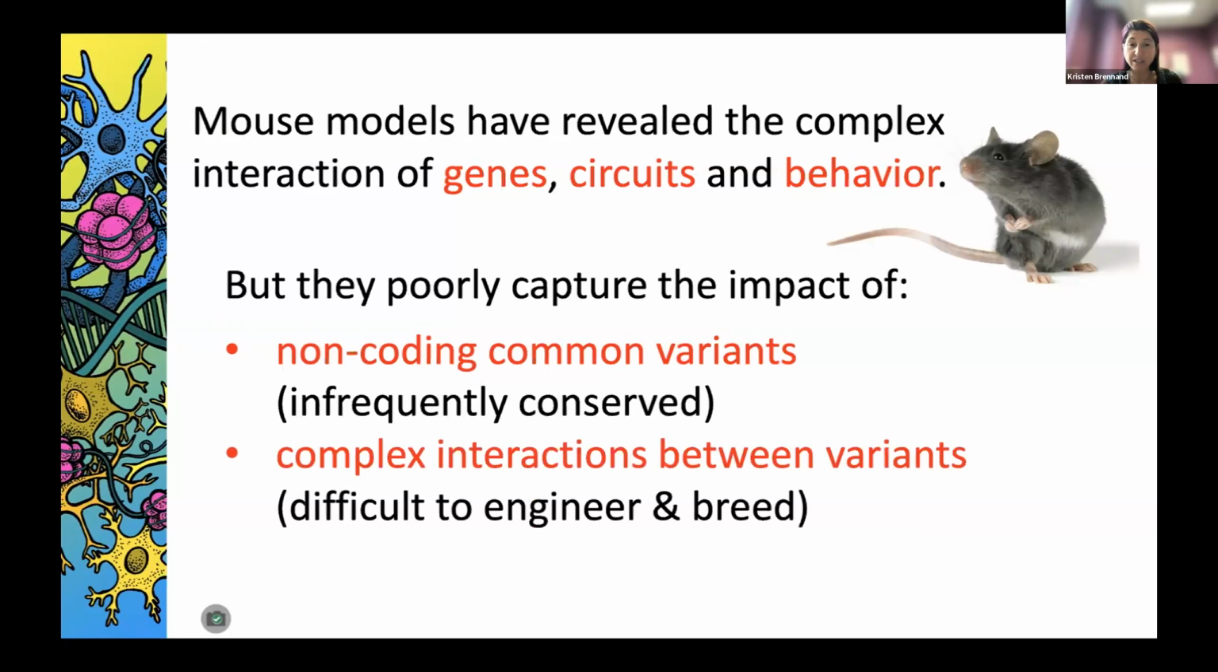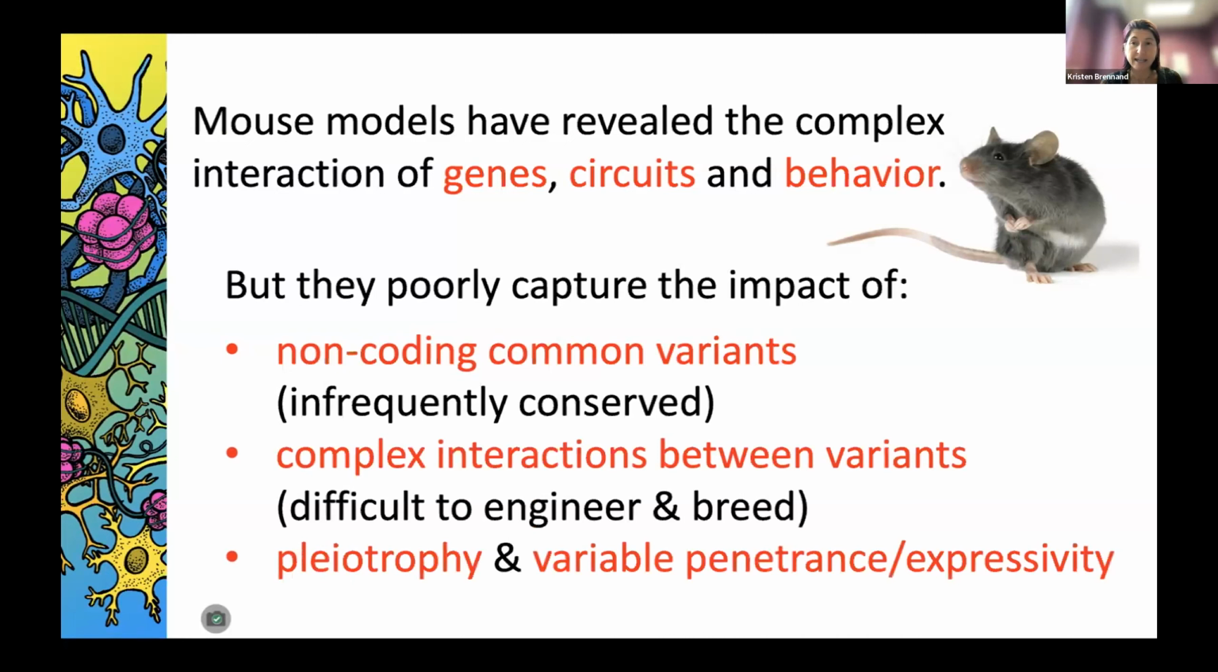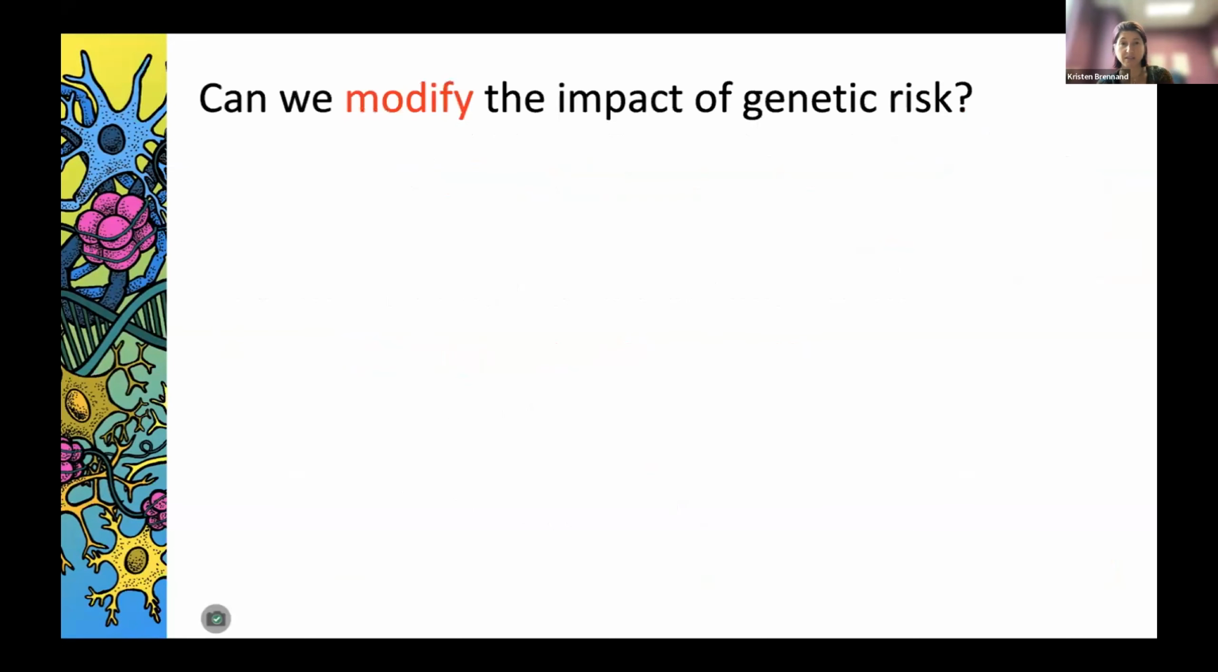They can be challenging for dissecting the complex interactions between variants because it's difficult to engineer and breed mice with dozens of variants together. And finally, it can be challenging to look at things like pleiotropy and variable penetrance and expressivity when mice are all on the same background. And these are exactly the types of variants I think are most relevant to psychiatric disorder: non-coding common variants inherited in combination, with clinically meaningful but difficult to describe differences across individuals.